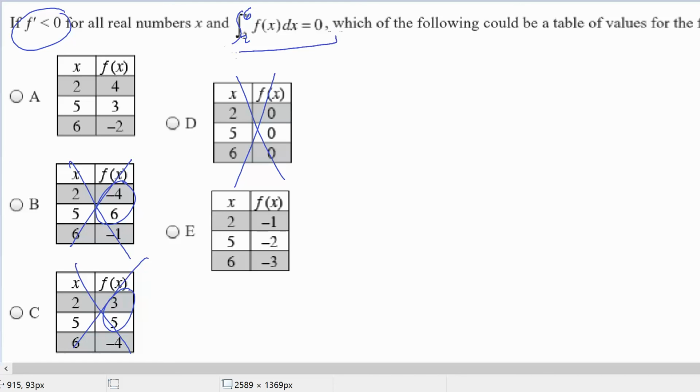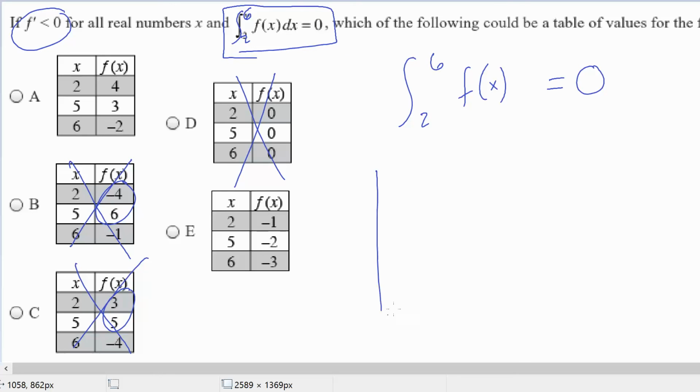Then we've got to look at our second piece of data, our second stipulation. The integral from 2 to 6 of the function has to equal 0. That means the area under the curve has to equal 0. So let's draw what that would have to look like. 2 to 6.